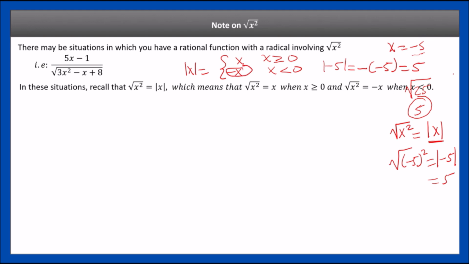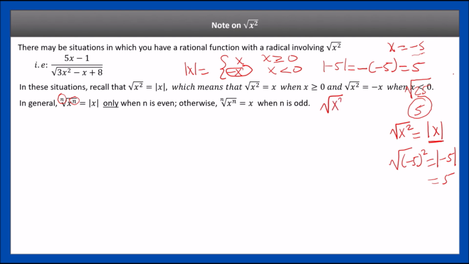So if we use that definition, then in general, this works not just for the square root of x squared. This works for any index where the index and the power match, but only when n is even. So for example, this works when we have the square root of x squared, the fourth root of x to the fourth, the sixth root of x to the sixth. These are all equal to the absolute value of x.